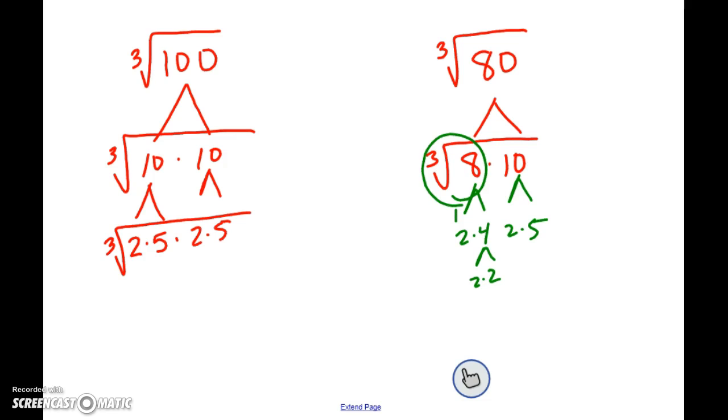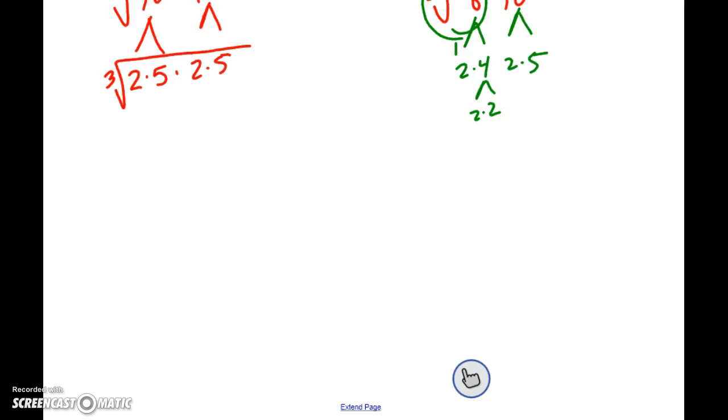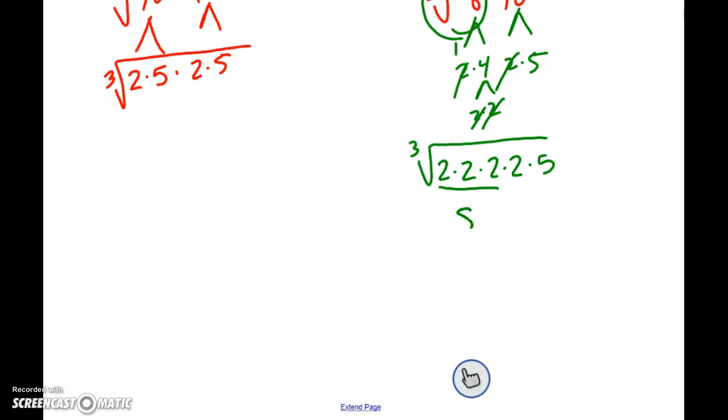Now I'm going to rewrite it as the cube root of 2 times 2 times 2 times 2 times 5, because 1, 2, 3, 4. Okay, so this right here is our 8. Hey, that's what we already had. So the cube root of 8 times 2 times 5. Okay, there's my perfect cube. So that is 2 times the cube root of, I'm just going to leave it as 10.